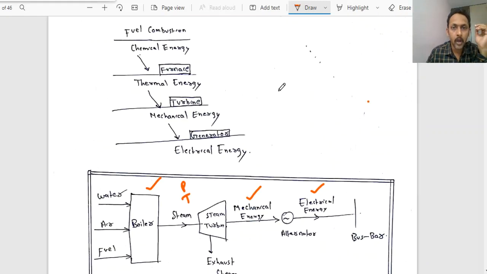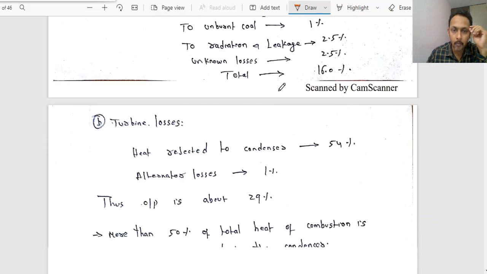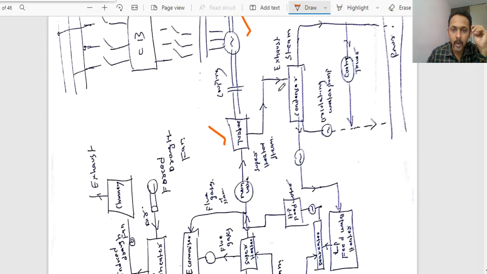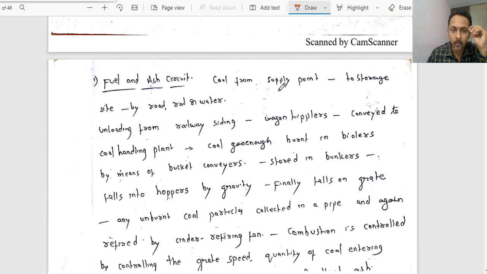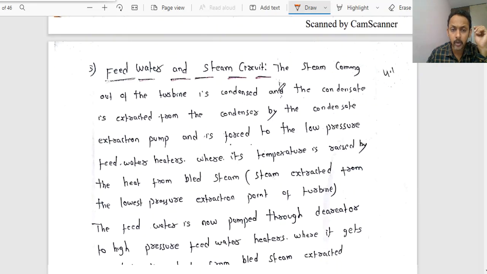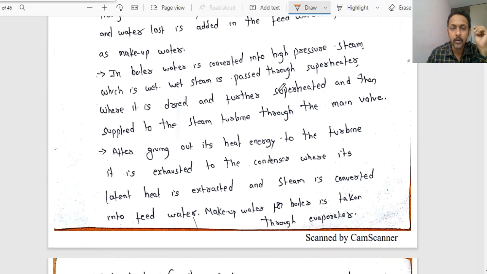In this video we are going to discuss the thermal power plant layout, its different components, what the function of each and every component is, and how we are going to generate the electrical power. All those things we are going to discuss in this video.